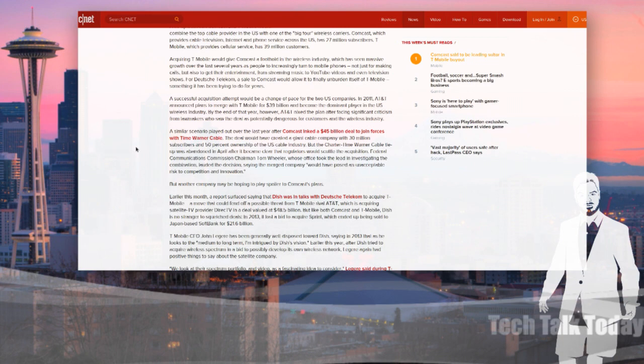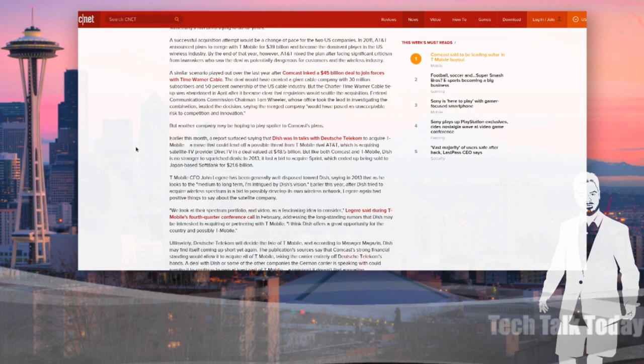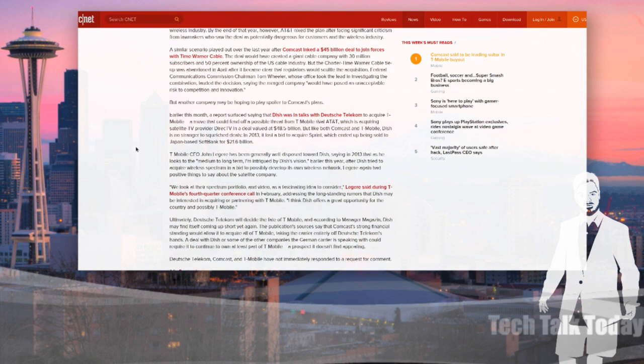I just don't know if they're going to actually be able to pull the trigger on this. Of course, Dish also wants to buy T-Mobile. And Dish seems like they might have a better shot from a regulation standpoint. But looking at this, I just don't know if Dish can compete with Comcast in terms of money. And Comcast wants this so bad. And my bet is if they don't get T-Mobile, then they buy up Sprint.